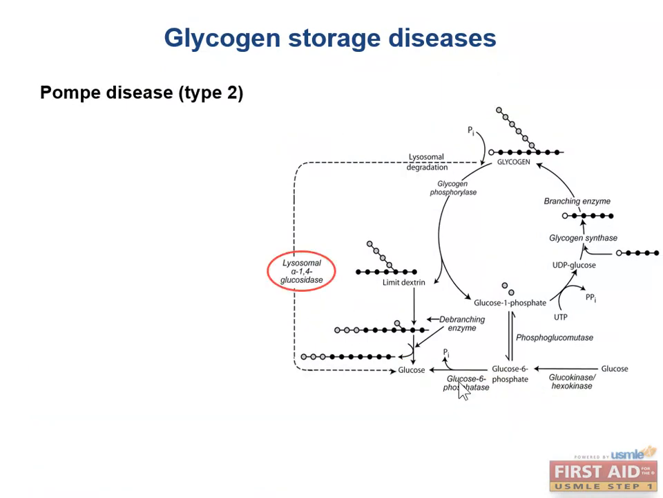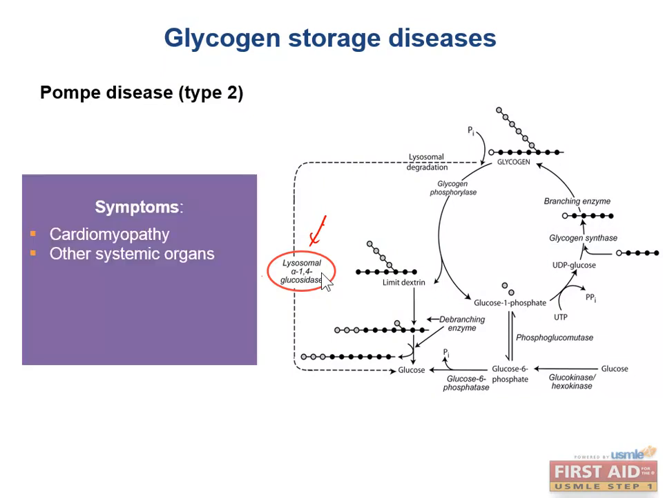Type 2 glycogen storage disease, also known as Pompe disease, is caused by a deficiency in lysosomal alpha-1,4 glucosidase. So circled here, we see where it is. Now, this enzyme breaks down glycogen into glucose within the lysosome. So it's kind of our detour method. Now, this is a very serious disease that primarily affects the liver, the heart, and skeletal muscles.